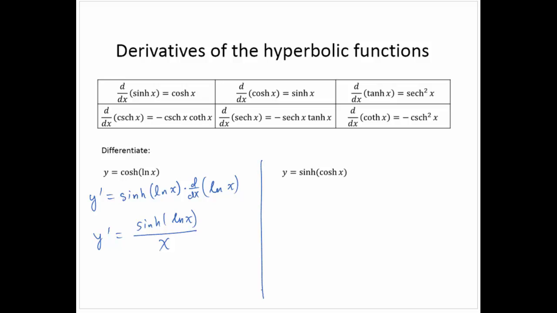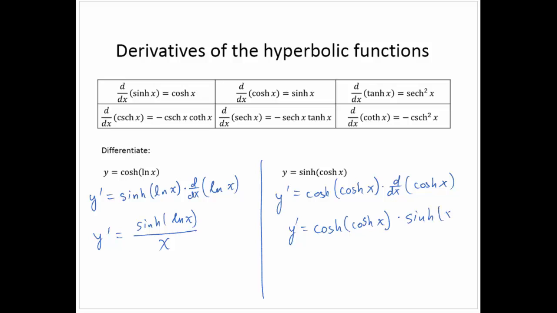Differentiate y equals the hyperbolic sine of the hyperbolic cosine of x. Then y prime would be the hyperbolic cosine of the hyperbolic cosine of x times the derivative of the hyperbolic cosine of x by the chain rule. So then y prime would be hyperbolic cosine of hyperbolic cosine x times hyperbolic sine of x.